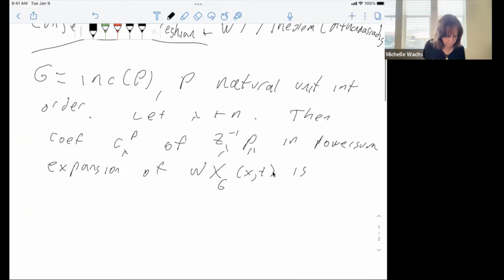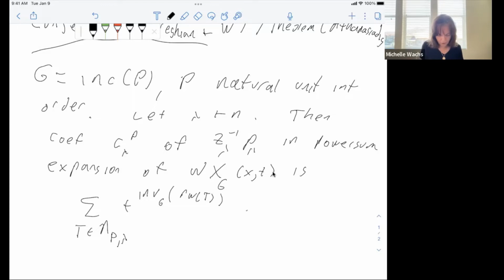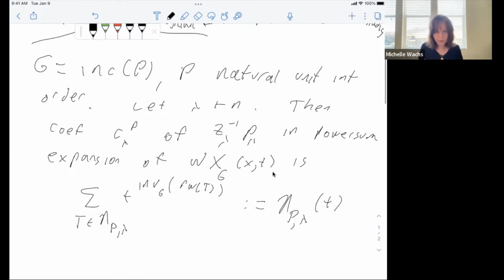is the sum over all tableaux T in NP lambda in G, the row word of T. And we'll call that NP lambda of T, that polynomial.